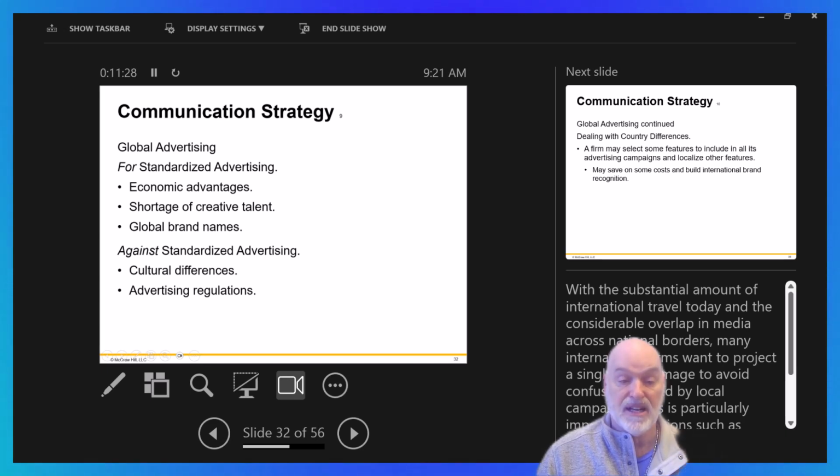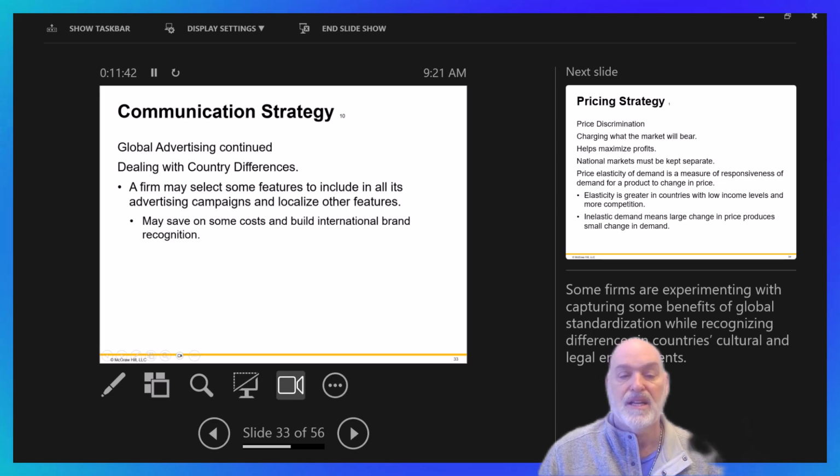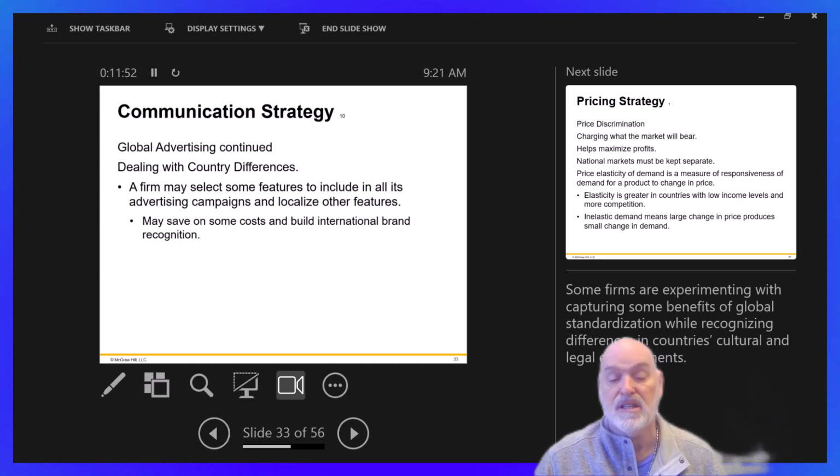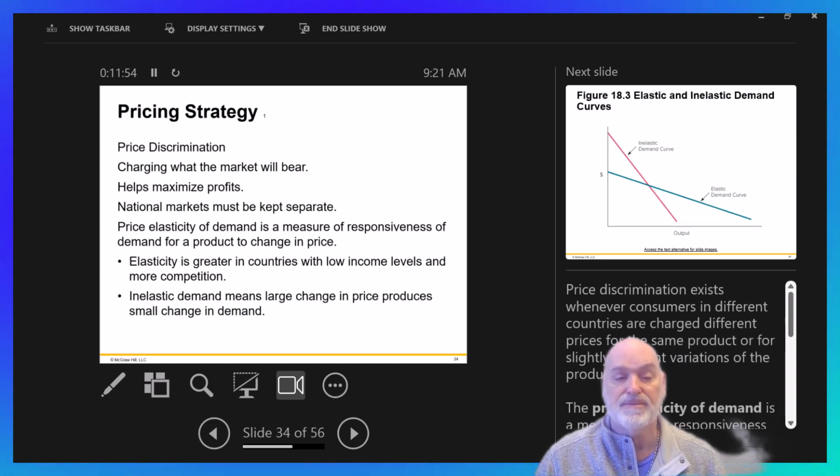For standardized advertising, there are economic advantages, and there's a shortage of creative talent for global brand names. Against standardized advertising are cultural differences and advertising regulations. Dealing with country differences, a firm may select some features to include in all its advertising campaigns and localize other features. This may save on some costs and build international brand recognition.